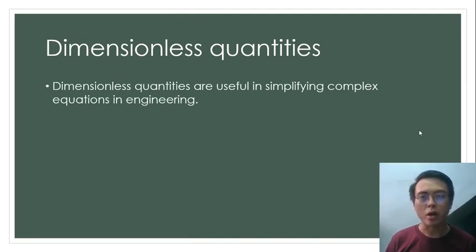Dimensionless quantities are scattered throughout chemical engineering. You will be encountering them in your major subjects. Dimensionless quantities are useful in simplifying complex equations in engineering. They are called dimensionless because they have no units, or if you simplify their units, it will just return 1.